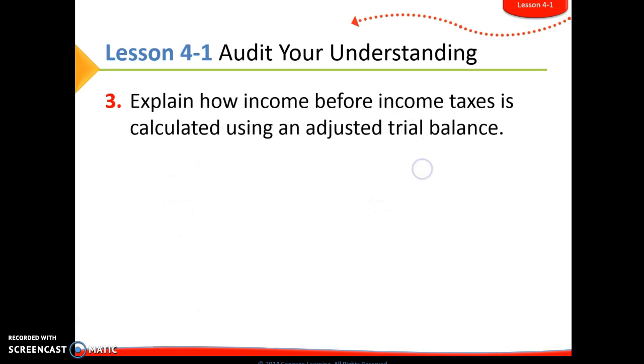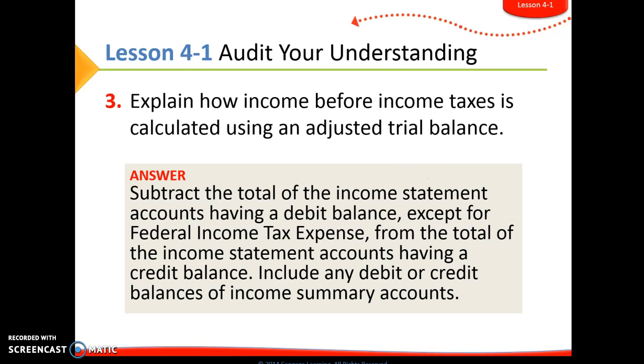And then last question, number 3, explain how income before income taxes is calculated using an adjusted trial balance. So we would subtract the total of the income statement accounts having a debit balance, except for federal income tax expense, from the total of the income statement accounts having a credit balance. Include any debit or credit balances of income summary accounts.